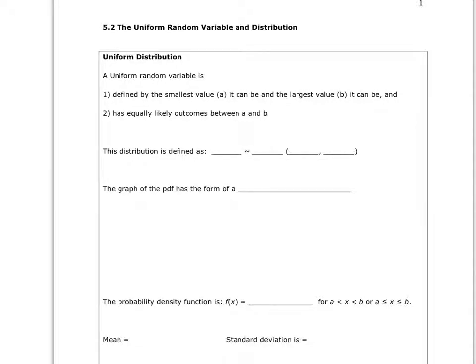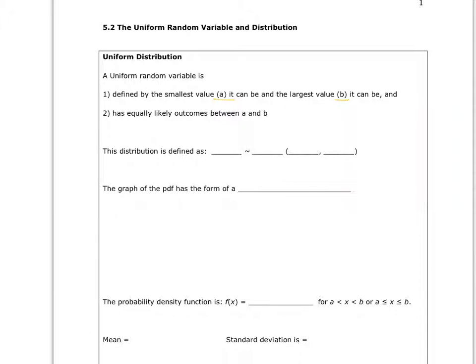In 5.2, we're going to focus on the uniform random variable and its distribution. This is one example of a continuous random variable. It's defined by two things. One is that it has a smallest value and a largest value. The smallest value we denote with an A, the largest value we denote with a B. And all the outcomes in between that smallest and largest value are equally likely.